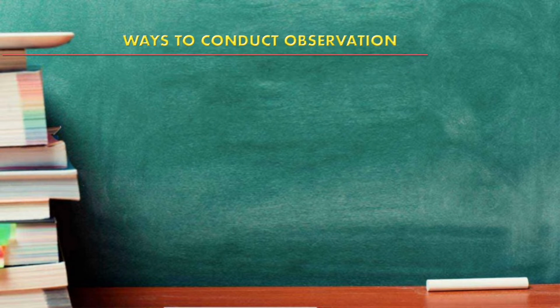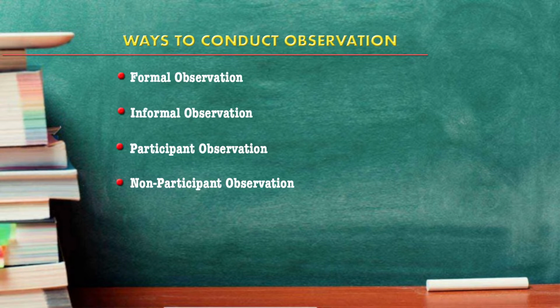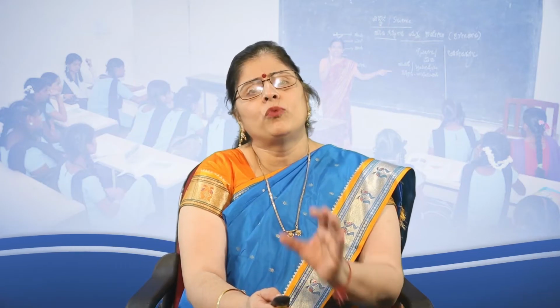There are different ways by which we can conduct observation. What are these ways? Some of them are formal observation, informal observation, participant observation, and non-participant observation. Now let me tell you one by one what exactly is meant by formal observation.